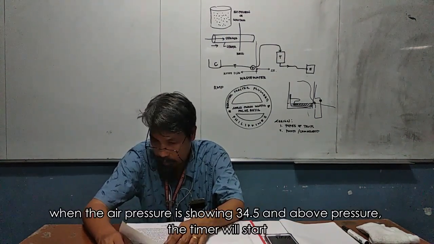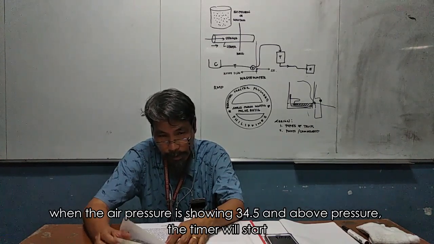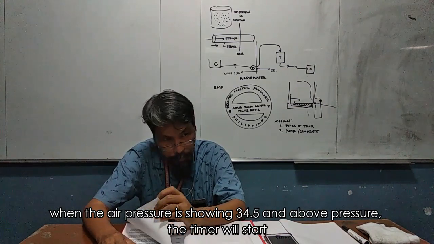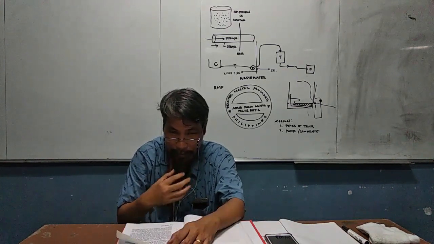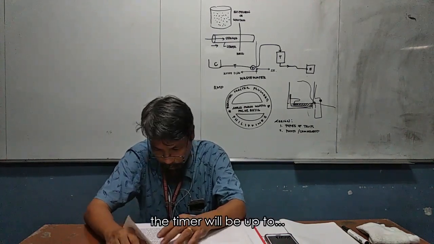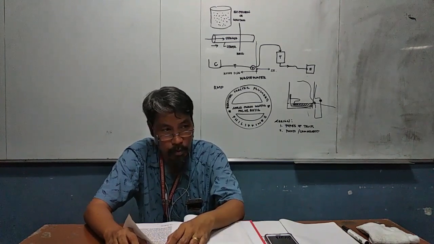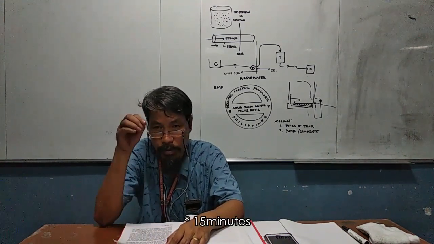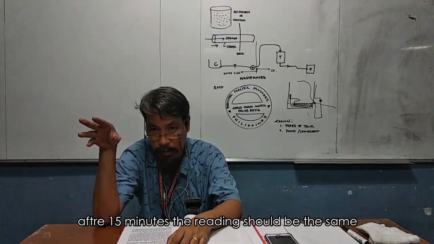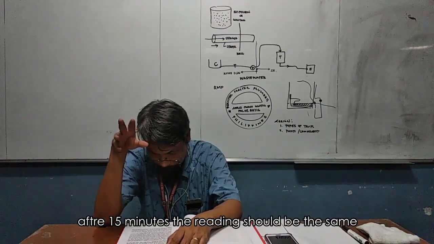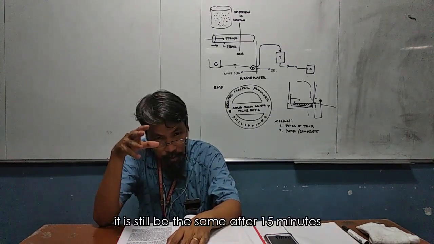So first, when the air pressure is showing 34.5 and above, the timer will start. There is a timer. And then the timer will be up to how many minutes? 15 minutes. And after 15 minutes, the reading should still be the same.